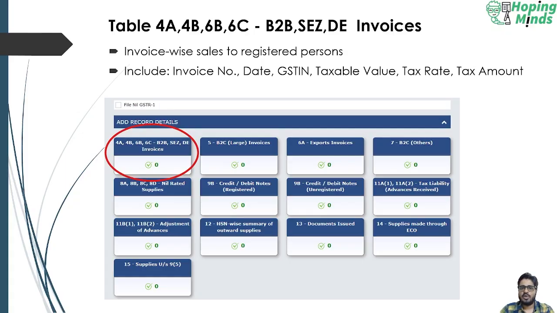So what data to include? It should include the recipient's GSTIN number, recipient's name, then invoice number, invoice date, total value, place of supply, then the type of supply, whether it is interstate or intrastate. Then if the taxpayer is required to generate e-invoice, then the IRN of such e-invoices, then rate-wise taxable value of supplies made under the invoice along with the corresponding tax amount.